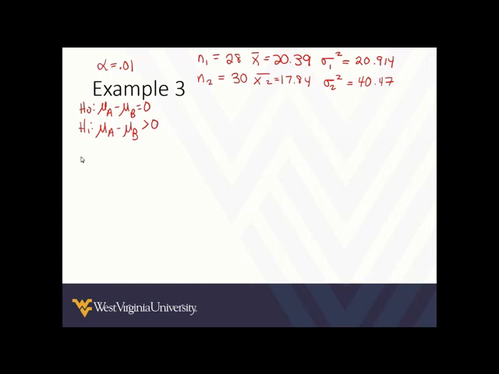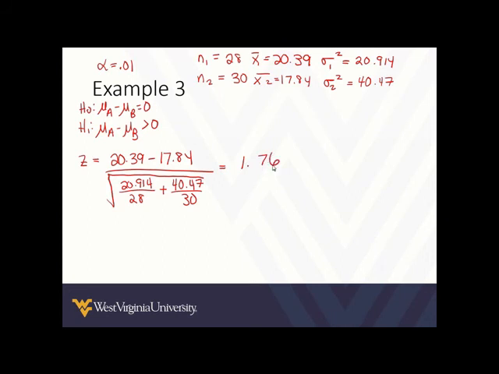And so at this point, we can go ahead and calculate our test statistic, which would be z equals 20.39 minus 17.84. We weren't told about any established difference, so we can leave it at that. All over the square root of 20.914 over 28 plus 40.47 over 30. By plugging this into our calculators, we would get a Z statistic of 1.76.